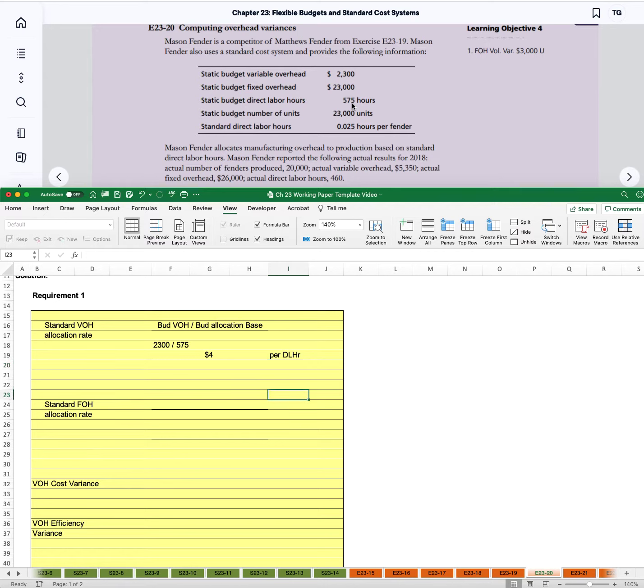For our standard fixed overhead allocation rate, it's going to look just like above, except we're going to say budgeted fixed overhead instead of variable, divided by our budgeted allocation base. When we look at the data up here, we have 23,000 for our fixed overhead and an allocation base of 575 because it's still the direct labor hours. So we have $40 per direct labor hour. Okay, so now we have those allocation rates, and we will be able to reference that information when we're preparing our variances.